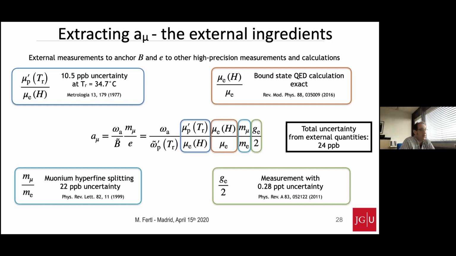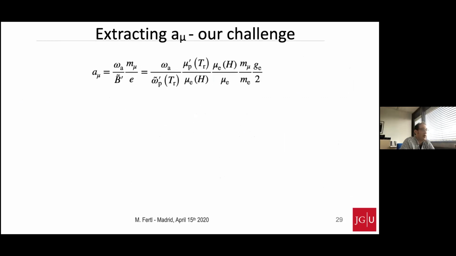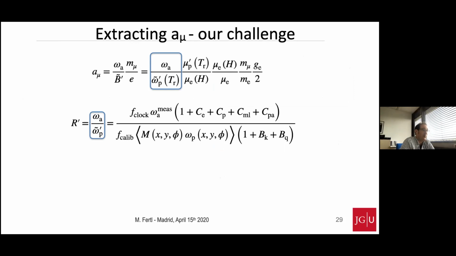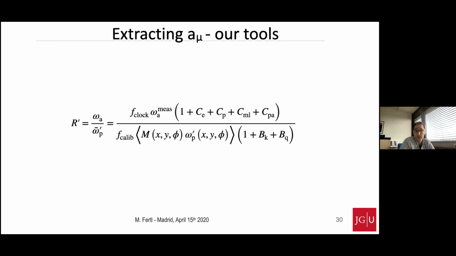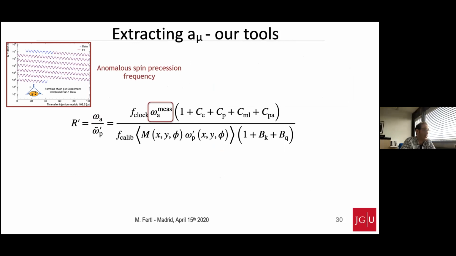So our challenge in the experiment is really to extract the ratio of omega_a over omega prime tilde. And so this ratio, you can see, looks like just 2 numbers, but in reality, it's this more complex master formula that we have to tackle and understand, basically, to be able to perform the comparison. So the tools we have to attack each of the individual contributions here is the following. We extract the anomalous spin precession frequency from this wiggle plot that I show you on the left-hand side, and that you most probably have seen already.